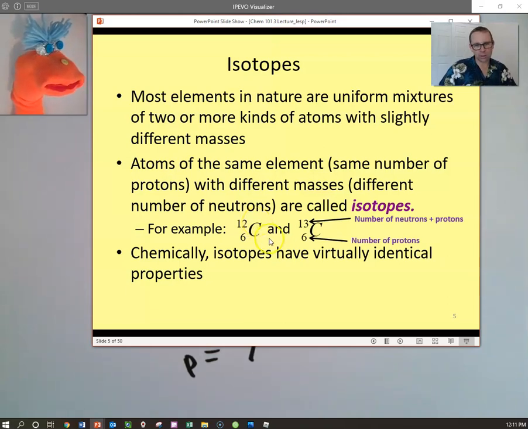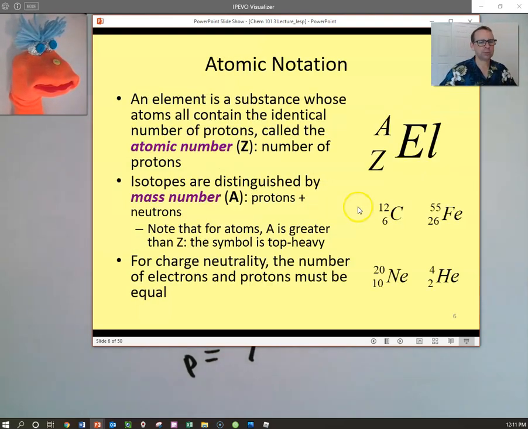Chemically, isotopes are virtually identical, right? There's very few chemical reactions that we really examine with different isotopes to kind of learn about them. It is something we do, but it's not a huge portion of the chemistry that occurs. Okay, so let's move on here.